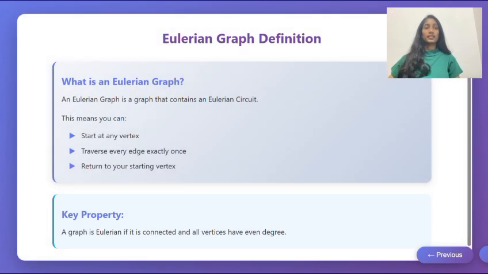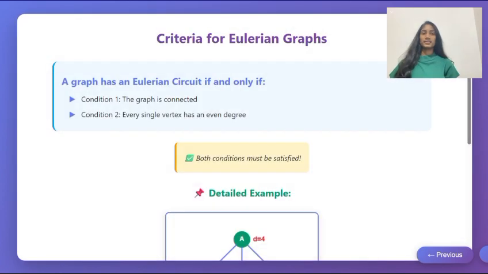And here, a graph is called Eulerian if it has an Eulerian circuit. That means you can start anywhere, work through every edge exactly once, and return to the starting point. The rule is the graph must be connected, meaning there is a way to reach every vertex, and every vertex must have an even degree. These are the conditions that we discussed earlier for an Eulerian graph to exist.